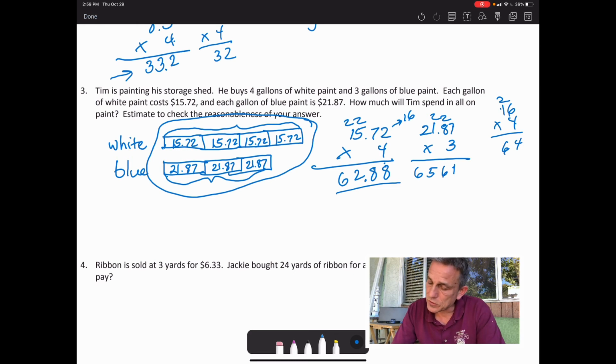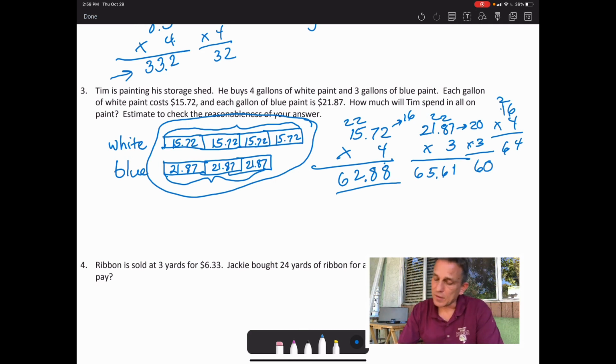Now I'm going to estimate, so I'm going to round this to a pretty simple number. Let's go with 20. So 21 and 87 hundredths is close to 20. So 20 times 3 is 60. So in order for this to be close to 60, I got to put the decimal between the 5 and the 6, because 65 and 61 hundredths is close to 60.